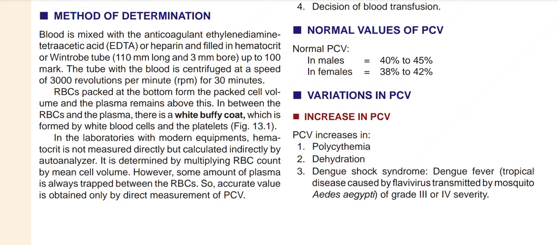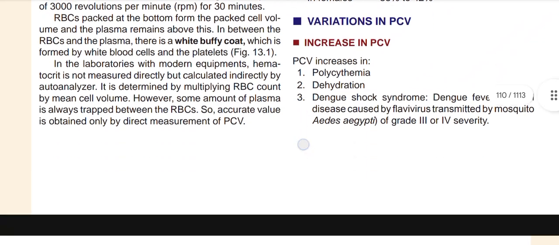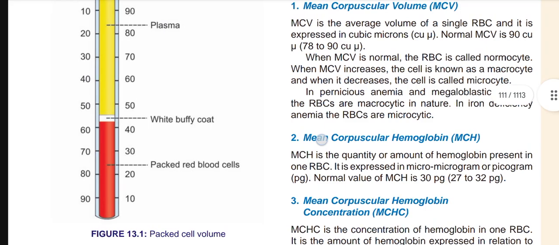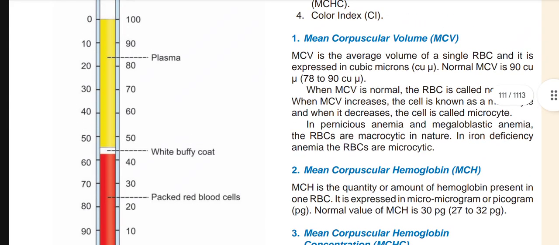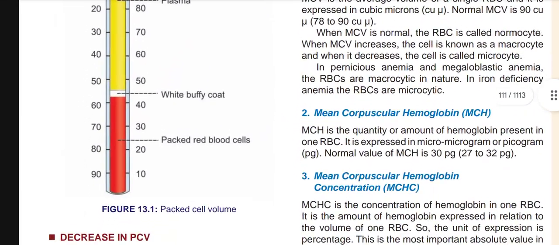In between the RBCs and plasma, there is a white buffy coat, which is formed by white blood cells and the platelets. You can see in the diagram. This is the diagram. The packed red blood cells, then the white buffy coat, and at the above level, this is plasma.